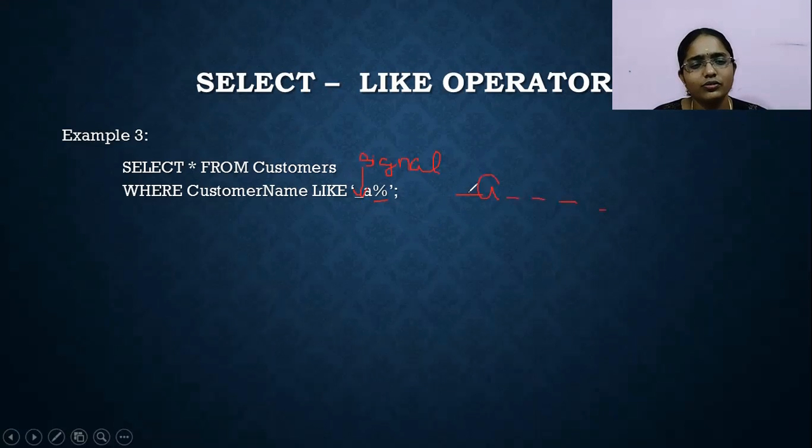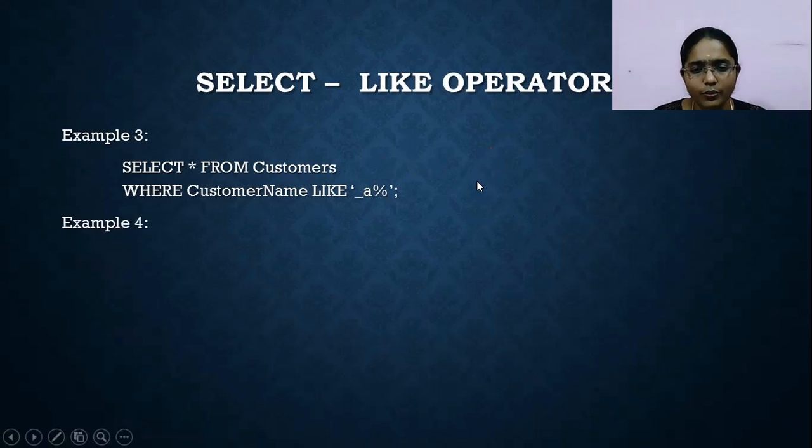So we are searching for names where the second alphabet of the given string is a. Before it, one character will be there. After it, any number of characters might be there. So the customer names whose name resembles this will be fetched. This is all about this particular select query.